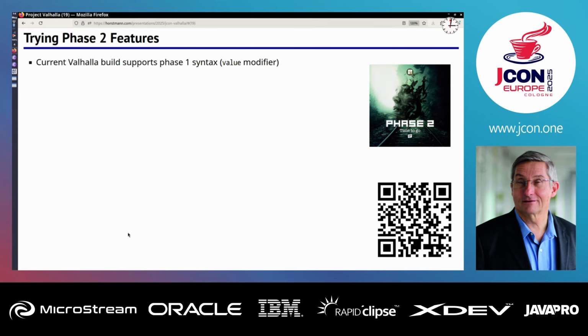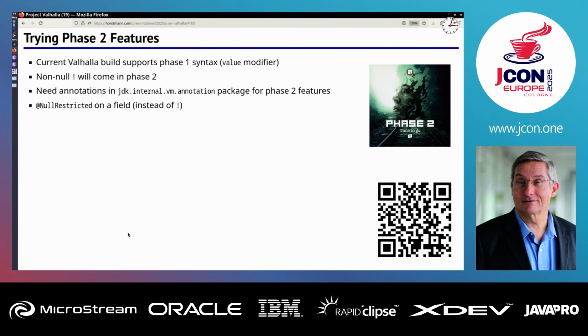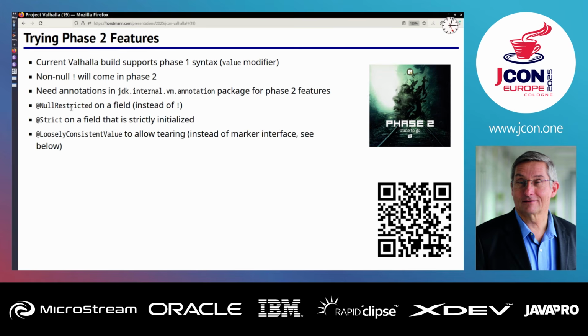Now, this is something that we would like to try, and unfortunately, we can't quite try that. The current Valhalla build does not yet support the bang syntax, and so one has to use some annotations. Instead of using a bang, you have to use the null restricted annotation, and you also have to use strict to say that this thing will be strict, because it's not quite in the current build as something that it can compute. And we'll come to another annotation a little bit later.